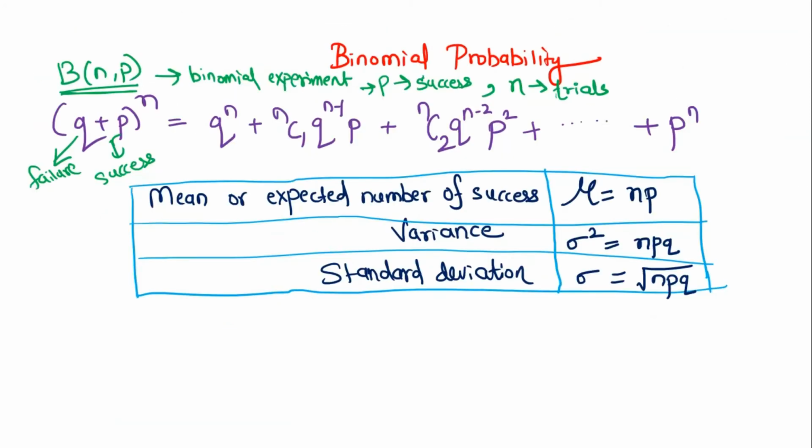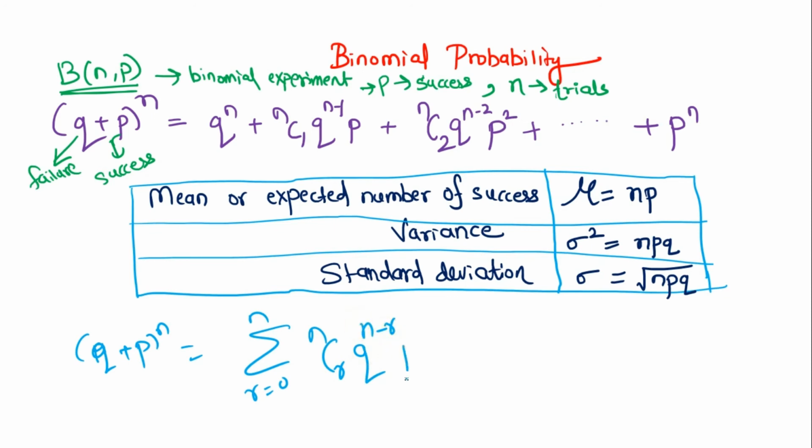Let's understand what is binomial probability. We have already discussed the binomial theorem. The binomial theorem is a particular way of getting the equation for this formula: (p + q) or (q + p) raised to n will be the summation of r equal to 0 to n, n combination r into the first term raised to n minus r into the second term raised to r. So this is the formula for the binomial theorem.